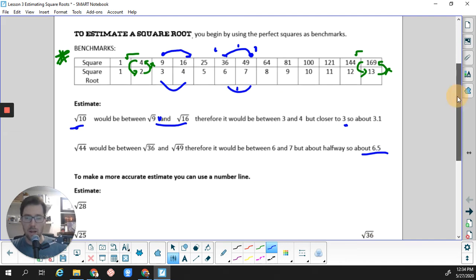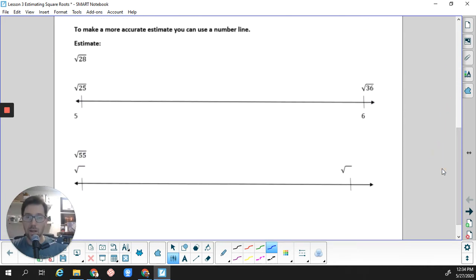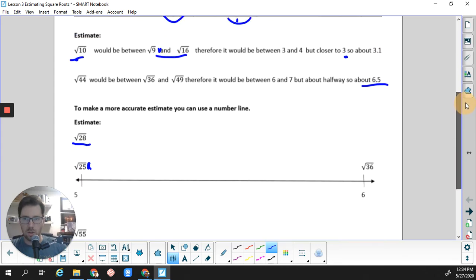So if we want to be more accurate than just thinking like that, we can use a number line. So let's roll through an example on using a number line. If we think about this, we're looking for the square root of 28. We know that the perfect squares on the lower side, again, you can use our chart right here.